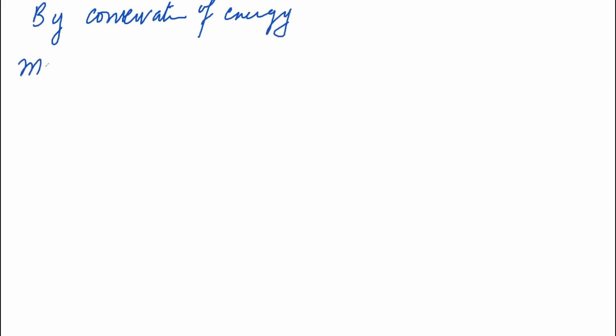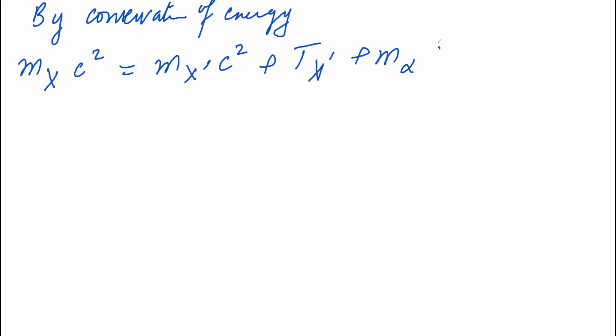Okay, so therefore we can write by conservation of energy, we can say that m_X c squared is equal to m_X' c squared plus T_X' plus m_alpha c squared plus T_alpha. So this is equation 8.1.